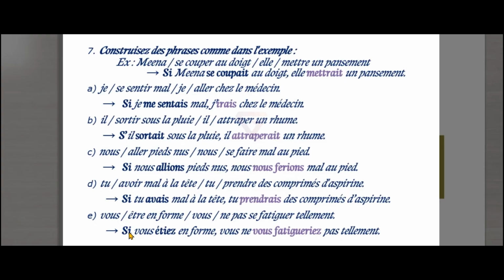Last one, if you were fit, you would not get tired so easily. So again here, être in the imparfait form, ÉTIEZ followed by the ending IEZ. And again here, it's an ER verb, so directly you're adding the ending for vous, which is IEZ. So here you can see the subject pronoun followed by the NE, followed by the reflexive pronoun, followed by the verb, and then PAS.